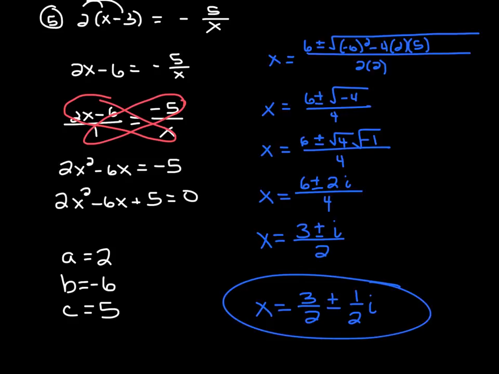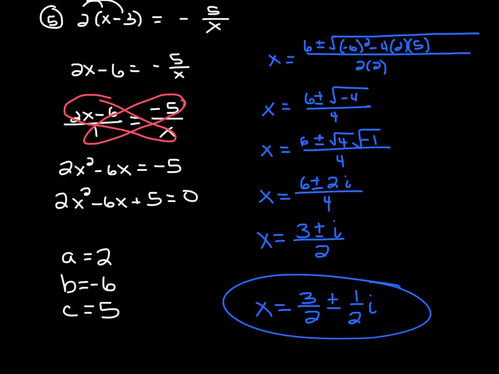All right, so I plugged everything in. We wound up with negative 4 under the radical, and I broke that down into radical 4, radical negative 1, which becomes 2i. Now to go from this step down to this step, I just divided all of my numbers by 2. So 6 divided by 2 is 3, 2 divided by 2 is 1, there's really a 1 in there, and 4 divided by 2 is 2.